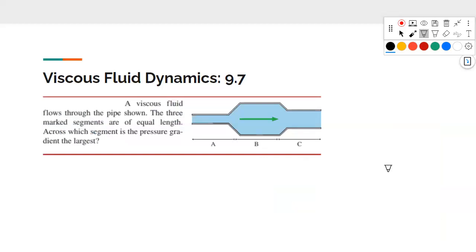Okay, so then we have an example for you. We have a viscous fluid flowing through the pipe shown. The 3 marked sections are of equal length. Across which segment is the pressure gradient the largest?